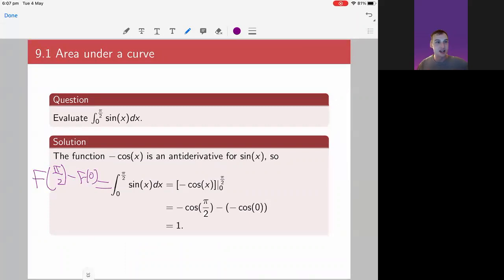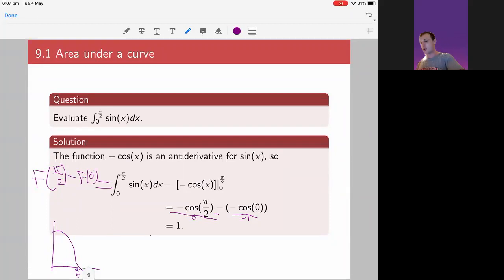We've suggested that an antiderivative is minus cosine of x, so all we need to do is evaluate minus cosine of x at pi on 2 and subtract whatever minus cosine is at 0. Well, minus cosine of pi on 2 is equal to 0, because remember the cosine function starts at 1 and hits 0 at pi on 2. That's 0, and this is minus 1, because cosine of 0 is 1, minus cosine of 0 is minus 1, and minus of that is 1 again.